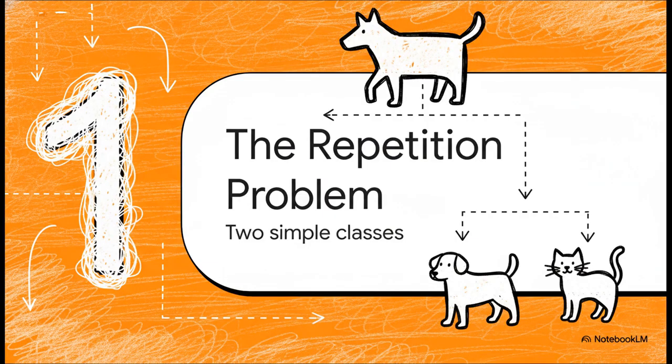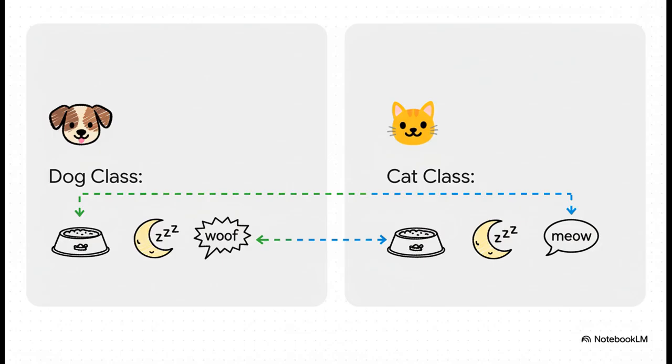To really see what I'm talking about, let's look at a super common scenario. We're going to build out a simple example with two classes. Now, on the surface, they seem different, but you'll see they have a lot more in common than you'd think. Okay, so what's wild here is just how much these two overlap. On the left, you've got a dog class. It has a property, a piece of data like its name, and it has methods, which are just the things it can do, like eat, sleep, and of course, bark. Now look at the cat class on the right. It also has a name, and it also has eat and sleep methods.